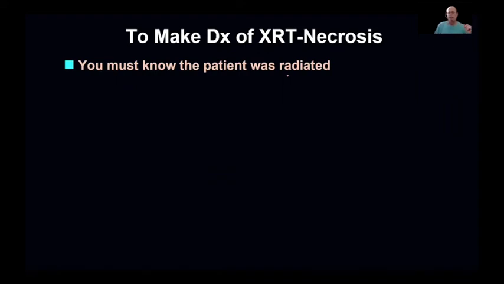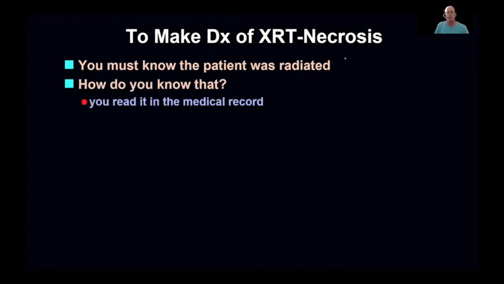So how do you make the diagnosis of XRT-related necrosis? Well, you have to know the patient was radiated. And how do you know that? You know that because you've scoured the medical records. You read it, or they gave it to you in the history if you were lucky. You know it from prior radiology reports.